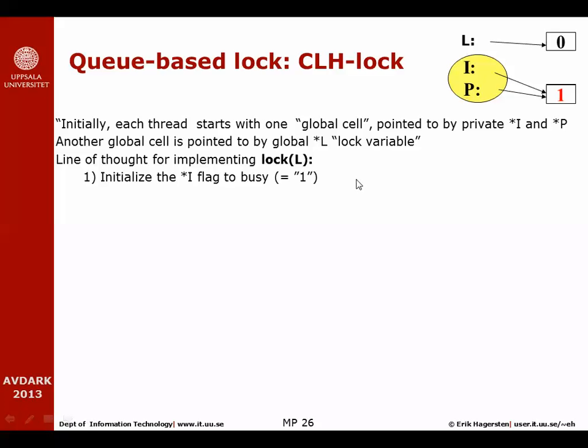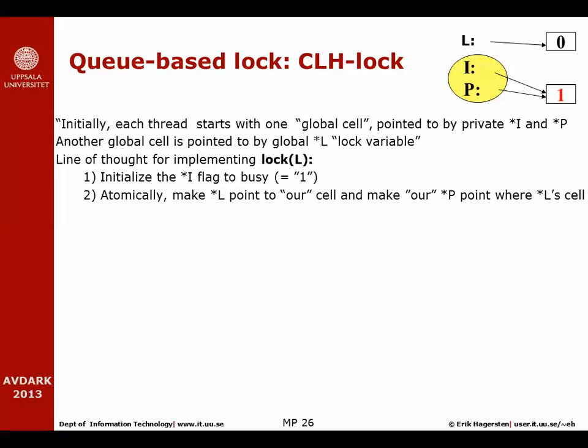The second step, in order for you to acquire the lock, is to atomically swap whatever L is pointed to and whatever P is pointed to. So P is pointed to this cell, which we just initialized to busy, and L may be pointing to a cell which says busy or may say free, depending on the state of the lock. So atomically, we're going to make this swap. So now L is pointing to a cell that says busy, and P is pointing to whatever L said before.